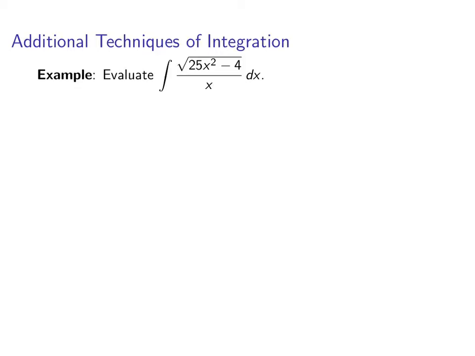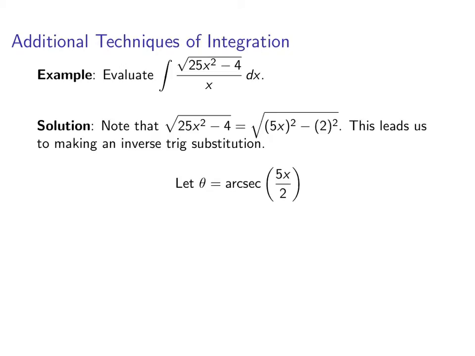Hello, calculus fans. All right, let's try to evaluate the integral of the square root of 25x squared minus 4 all over x dx. Now the thing to note is that the square root of 25x squared minus 4 is actually equal to the square root of the quantity 5x squared minus 2 squared. And that leads us to make an inverse trig substitution.